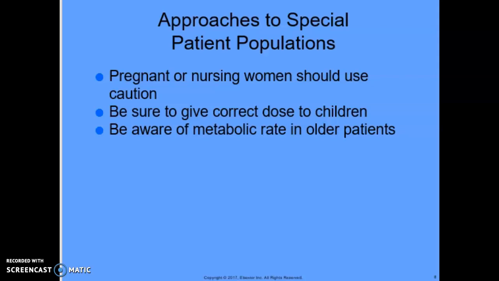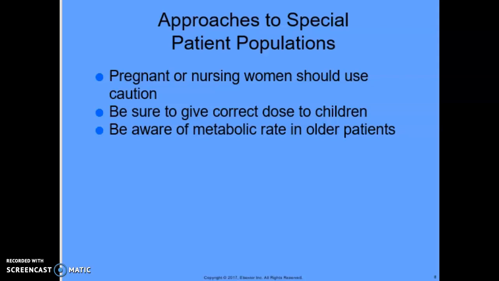So a pregnant woman should not take any medications without the knowledge and approval of her physician. Pediatric doses are determined primarily by the child's weight, and we're going to learn how to do this, and it's very specific. Therefore, it's important to measure and record the child's weight accurately at each office visit.